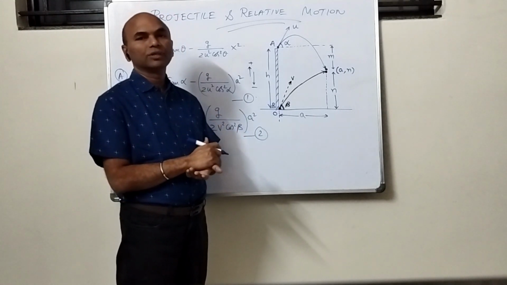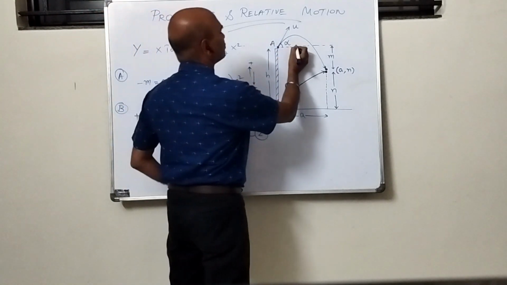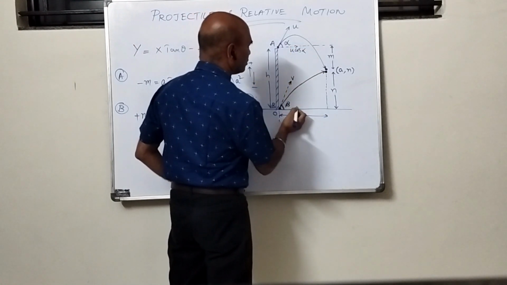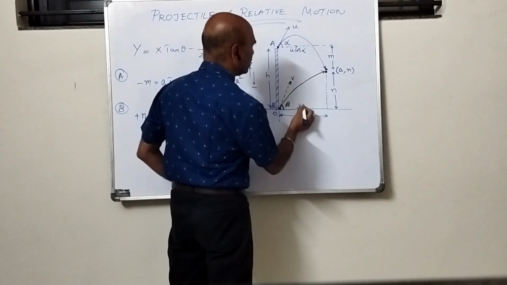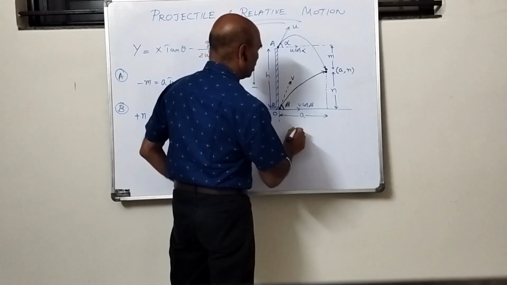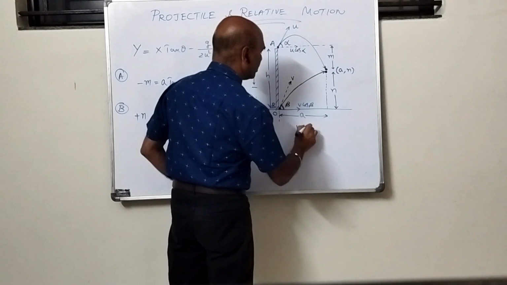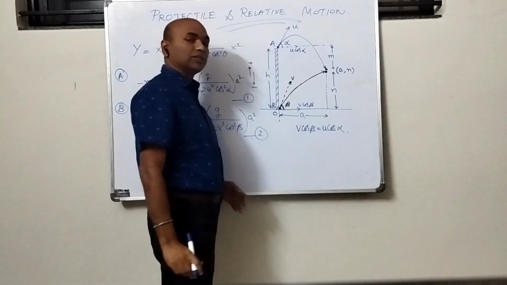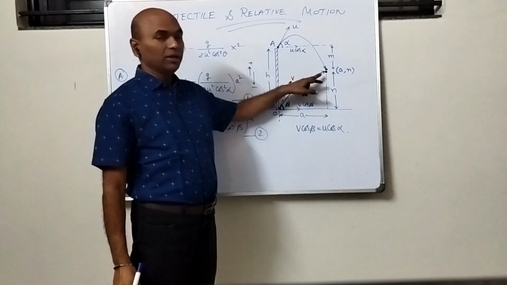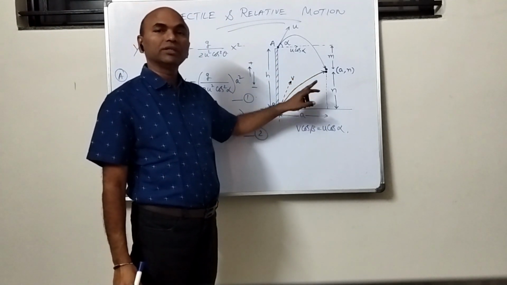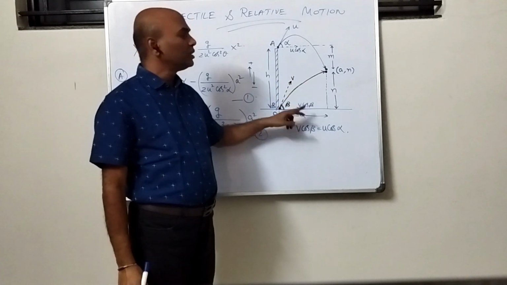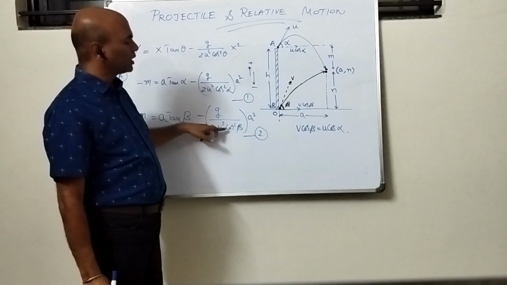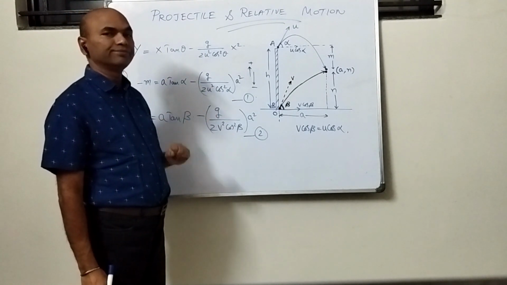equal. In other words, the horizontal component of this projectile, which was u cos alpha, and the horizontal component of this projectile, which is v cos beta. So I must have v cos beta equal to u cos alpha. This is because they both are covering equal distances within the same time interval, so both must have the same horizontal component. So that would make the denominator of the second term in both the equations become equal.